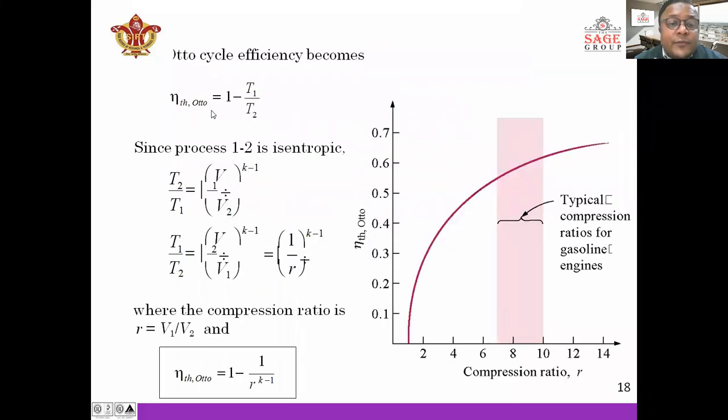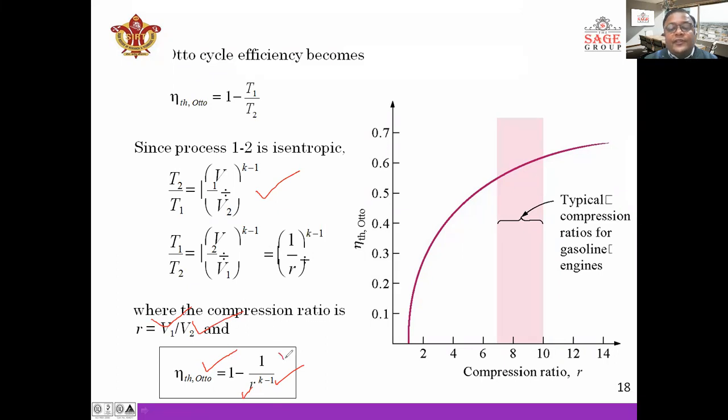This is the formula of thermal efficiency: 1 minus T1 upon T2. Since process 1 to 2 is isentropic, it is represented here: T2 by T1 is equal to (V1 by V2) to the power of k minus 1. Similarly, we obtain the thermal efficiency formula of the Otto cycle: 1 minus 1 upon the compression ratio to the power of k minus 1, or gamma minus 1. Here the compression ratio is V1 by V2, where V1 is the maximum volume and V2 is the minimum volume. This is the derivation of the thermal efficiency of the Otto cycle.